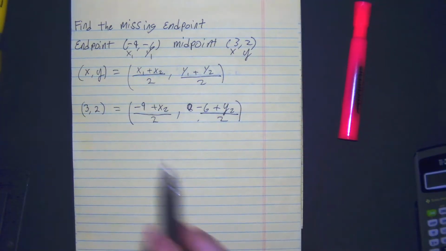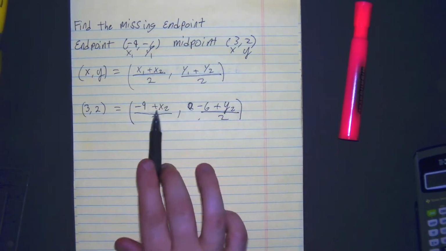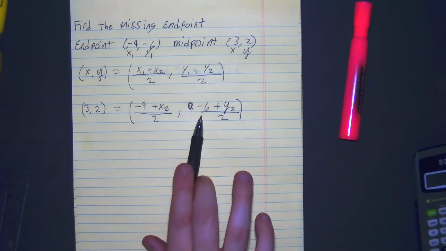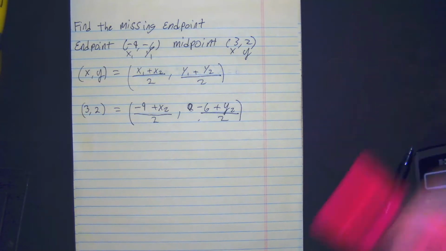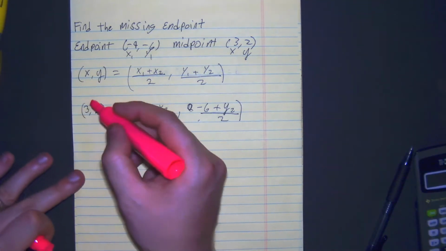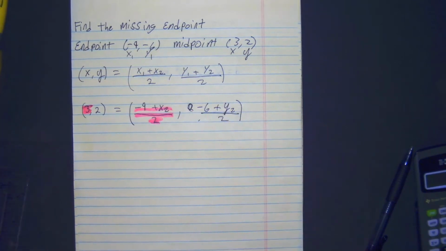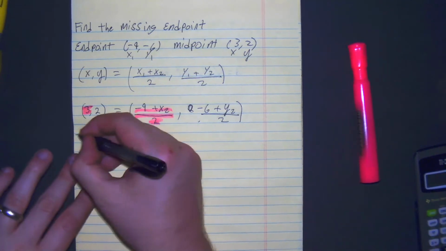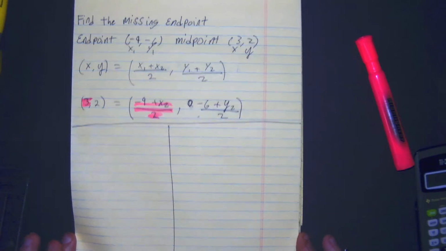Just to make sure we have everything right: x, y, good. Then we have negative 9, good, x2, good. Negative 6 plus y2, okay, we have everything right. So now, like what we did before, I'm going to focus on the x's being with the x's, because that's how it works here, and then the y's with the y's. So I'm going to make a t-chart, just like what we did for our last problem, just to sort it out.